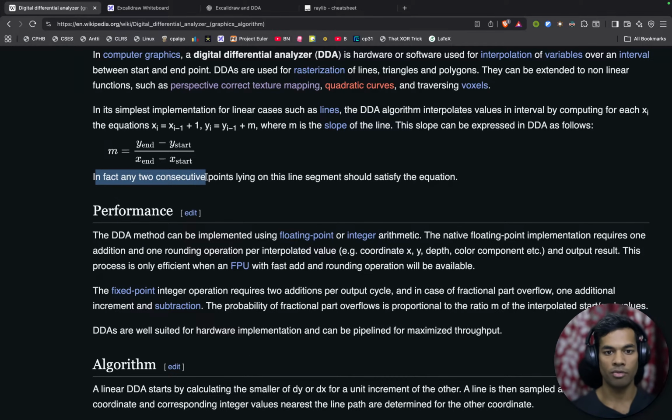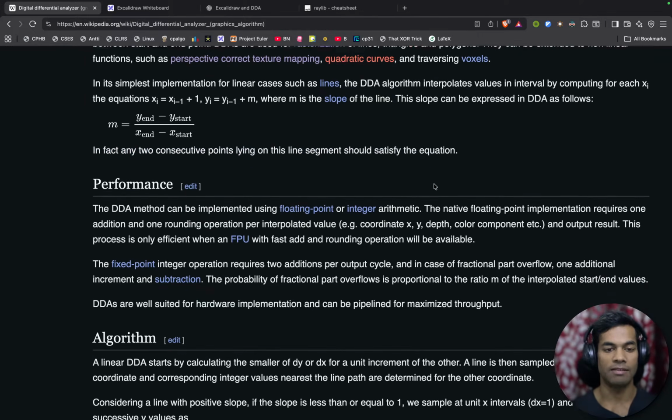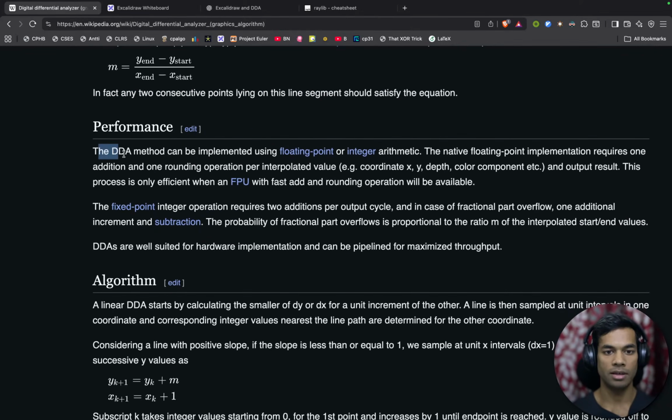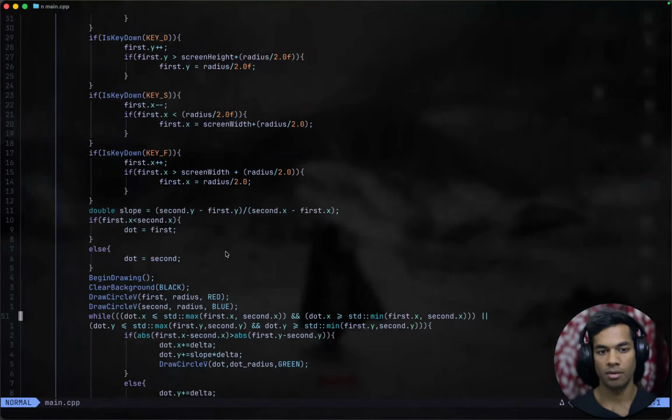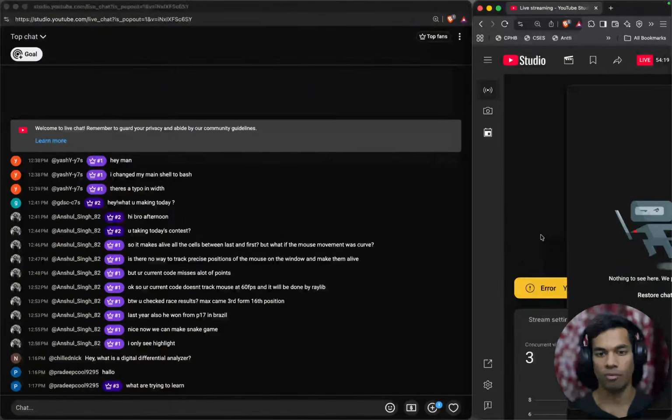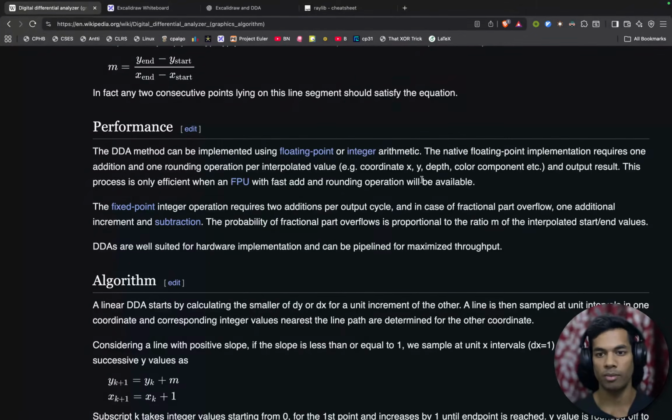In fact, two consecutive points lying on the line segment should satisfy this equation. Yes. The DDA method can be implemented using floating point or integer arithmetic. How can it be implemented using integer arithmetic? Because we are dealing with floats, so that should use floating point. The native floating point implementation requires one addition and one rounding operation per interpolated value.